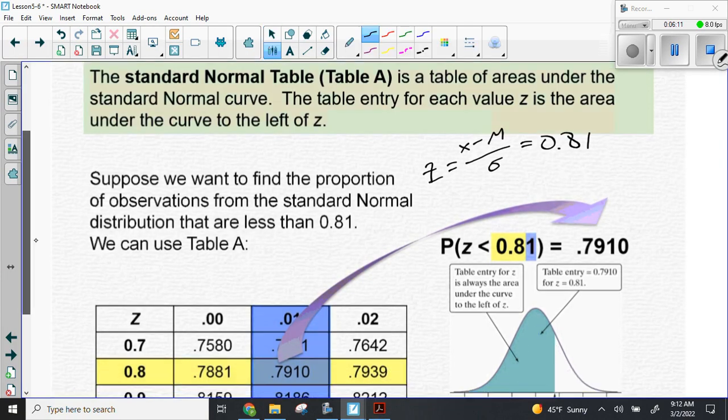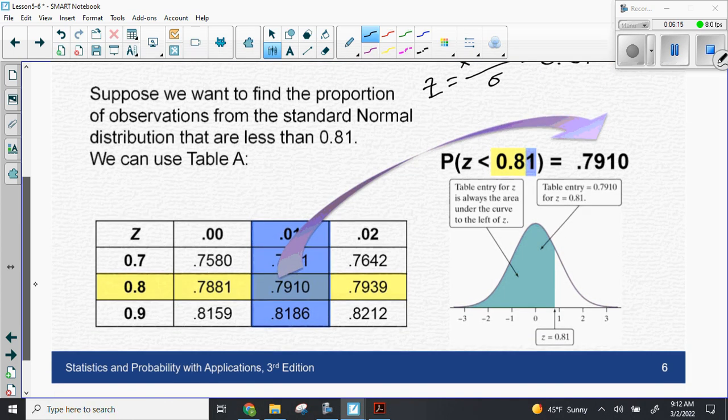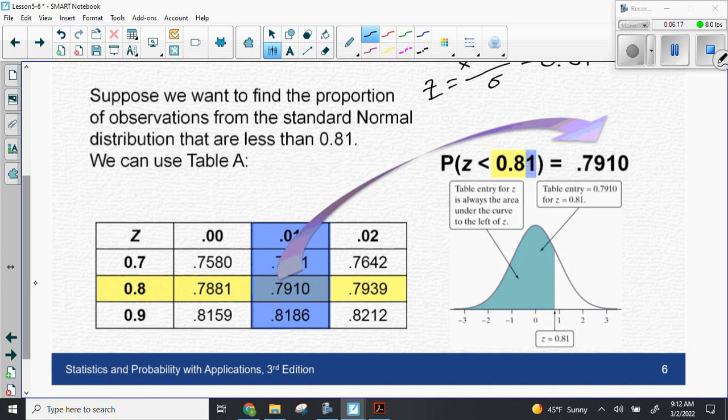Okay. All right, I'm going to actually draw. I like this picture, right? This shaded region right here is your area under the curve. It's the same thing as the probability or the proportion of values that fall below it.